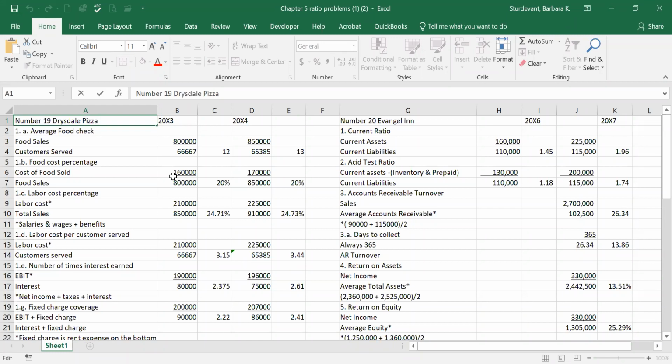Labor cost percentage. So your total labor costs. This one is a little tricky. Remember what we did on income statements. Salaries plus benefits, that's your total labor cost. So for X3, it would be the 160 plus 50, which is the 210. For X4, it would be the 170 and the 55 added together. That's where the top numbers come from. And so those are your percentages.